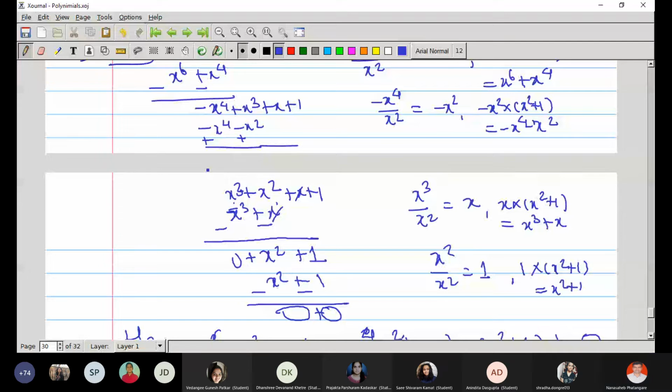x is already eliminated in the previous step. You can see it on the screen. Is it clear? Okay, sir. Right.